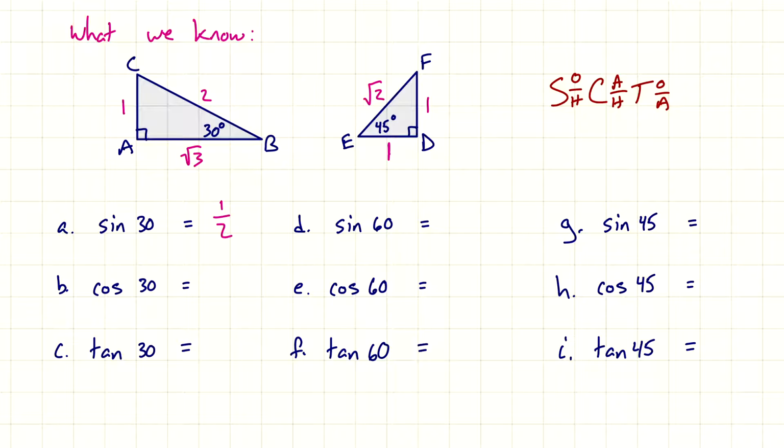All right, so in this case, cosine of 30, adjacent is square root of 3 over 2. So I'm going to put square root of 3 over 2. And then tangent is going to be opposite over adjacent. So opposite is 1, and adjacent is square root of 3. All right, so we have 1 over the square root of 3.